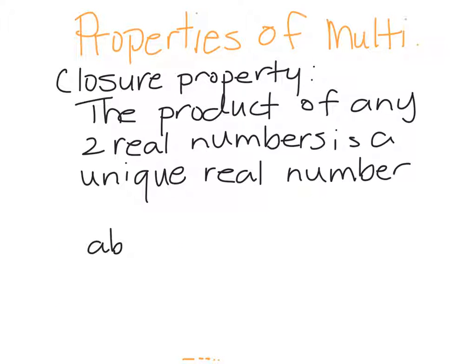So the properties of multiplication. The first one is the closure property, which means the product of any two real numbers is a unique real number. And in this case, AB is a unique real number, and the example is 4 times 2 equals 8. That's all it's saying.